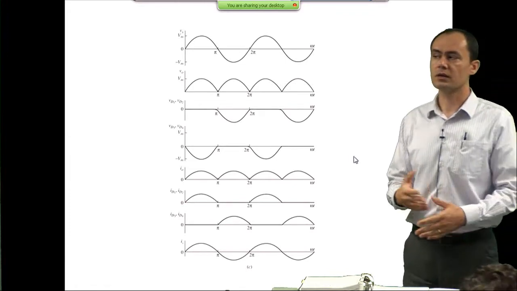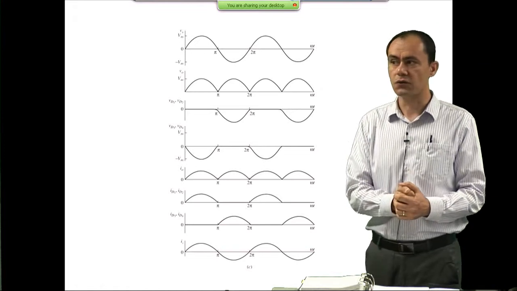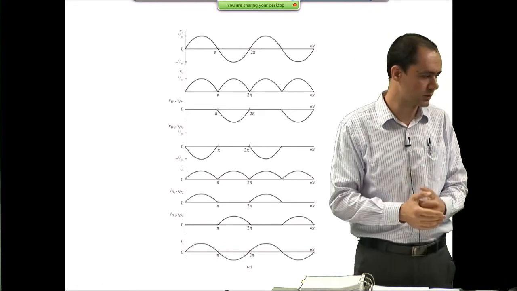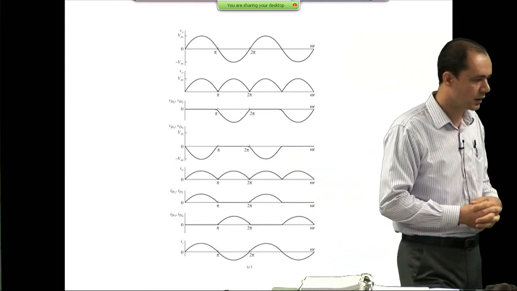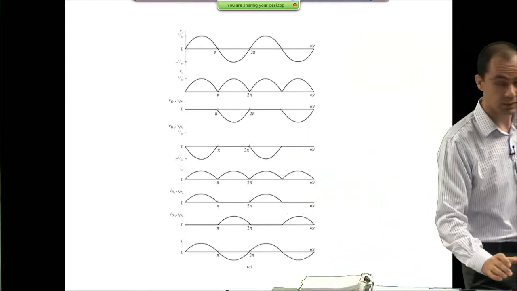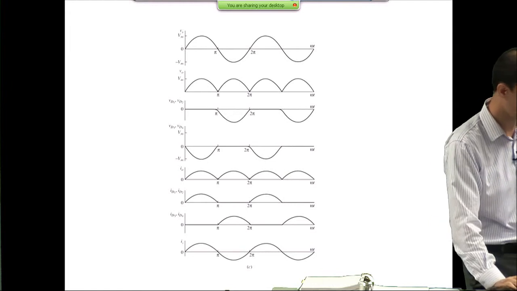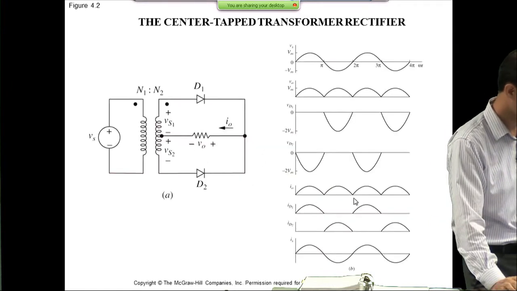For instance, the current that is passing through a particular diode, the voltage that is appearing across a particular diode. This comes in handy when you want to select a diode. And also we looked at the power factor and the average value of the signal and things like that.